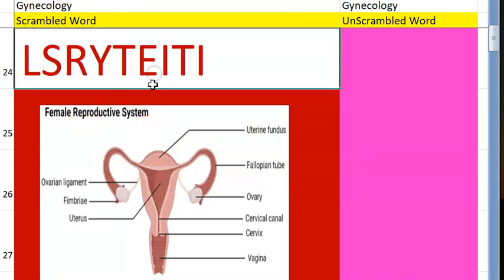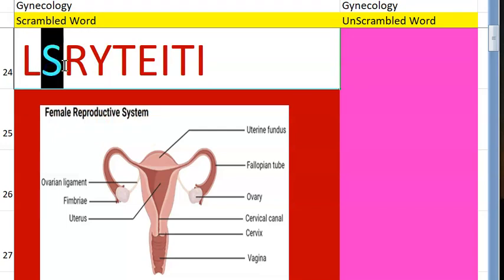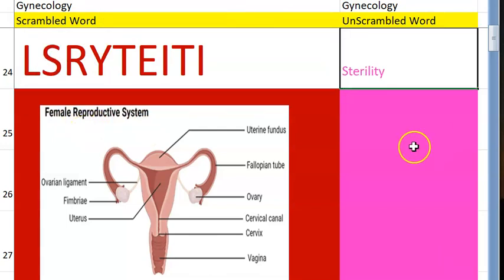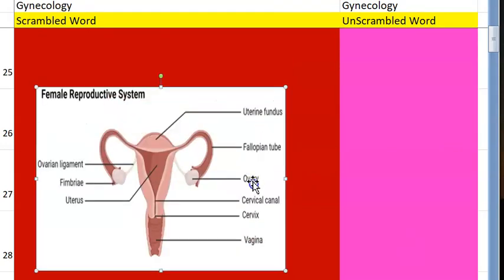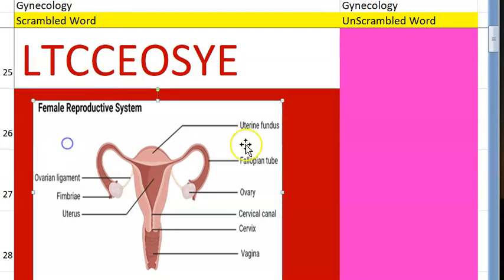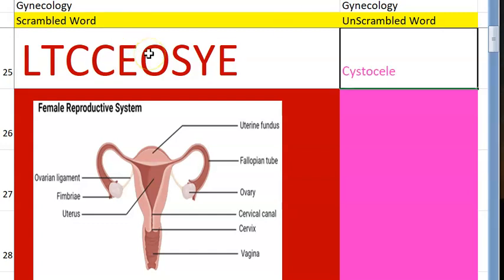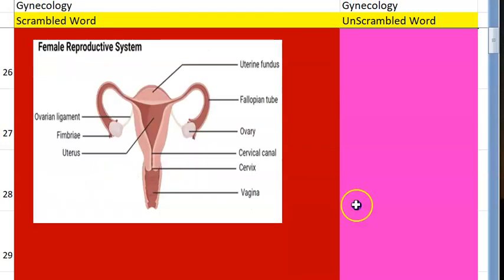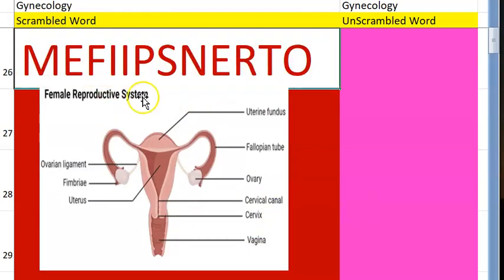And this is something to do with contraception again. Starting with S. Something like disinfectant also it can mean. Sterility, right? Very good. 25th one. What do you think this one is? I feel it begins with a C. Something to do with the bladder. Coming out with the uterus. What do you call that as? Cystocele. Very good. Coming to the 26th one, guys.